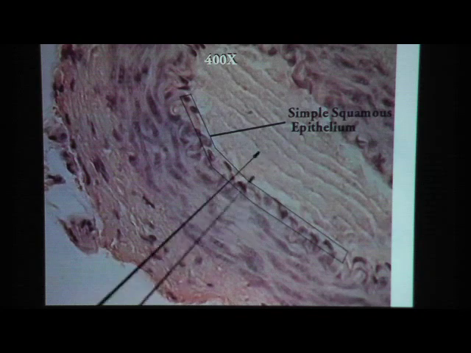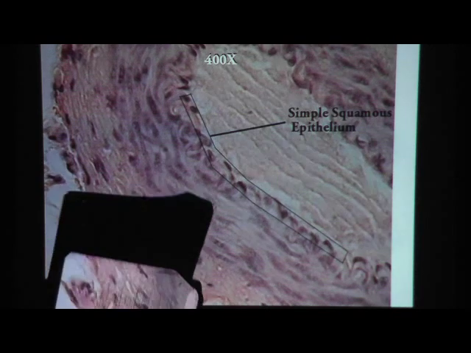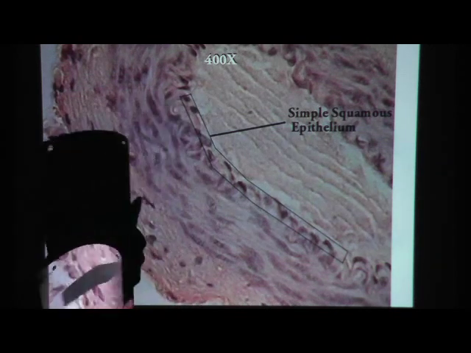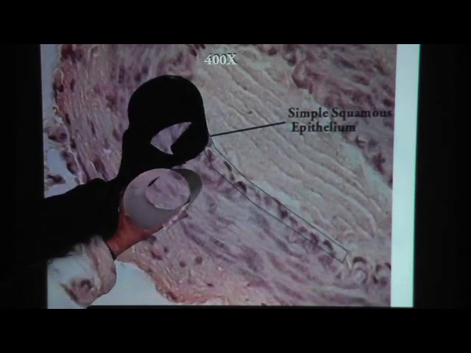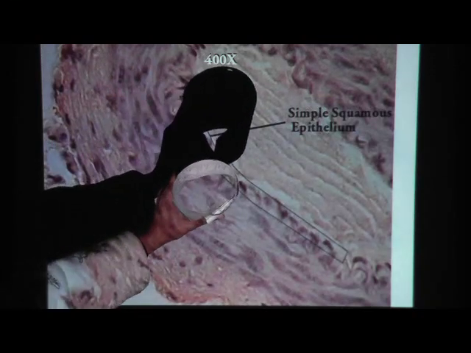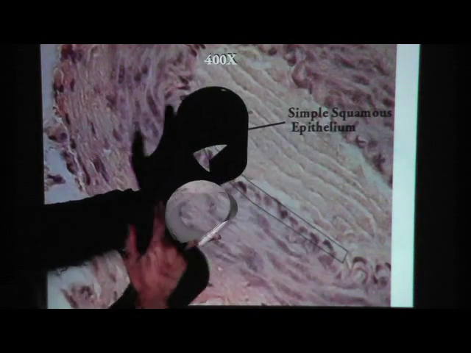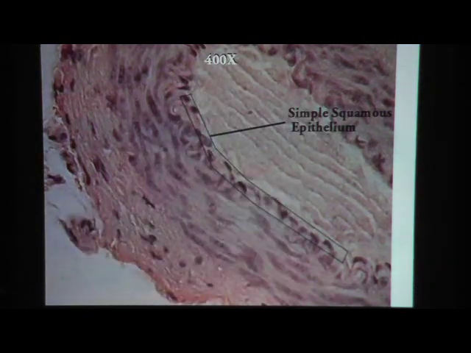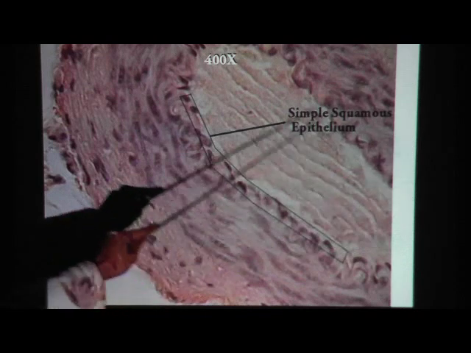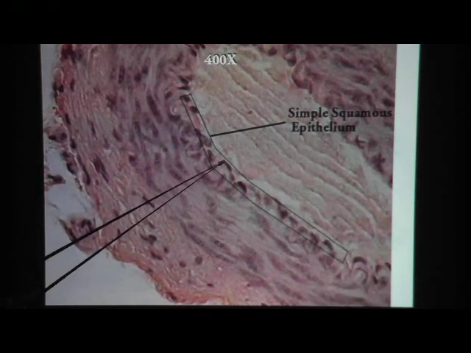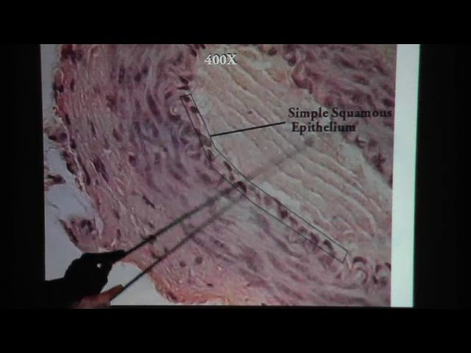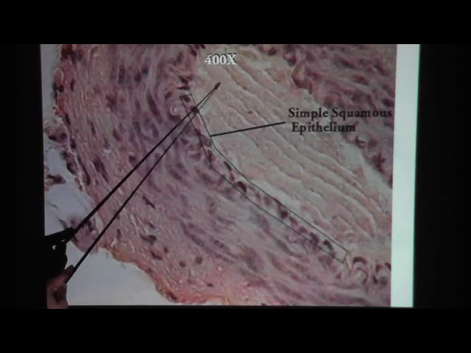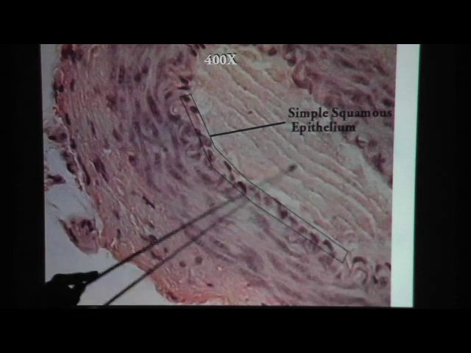Here's another picture of simple squamous epithelium, but now we're in a blood vessel. And how is this a blood vessel? Well, imagine a blood vessel like this, and you're looking at it on the cut surface. We cut the surface, and you're looking at the wall of the blood vessel. Obviously, this is a very big blood vessel. All of this from here to here is the wall of the blood vessel. This is inside the blood vessel. Now remember, this is magnified 400 times. So in here is blood.